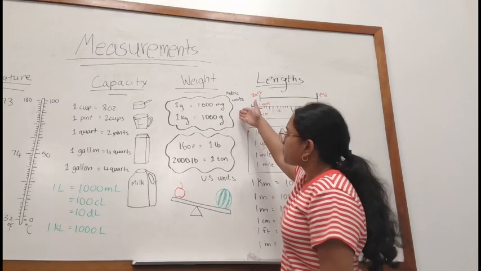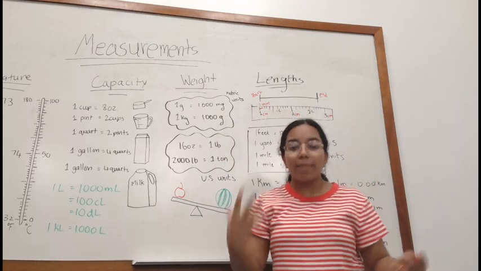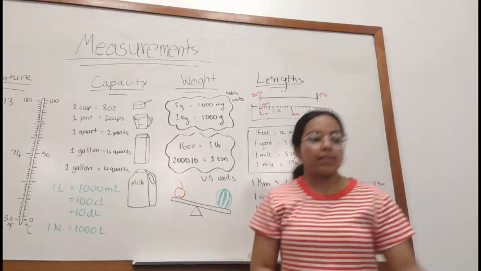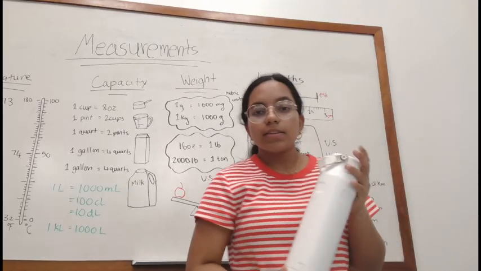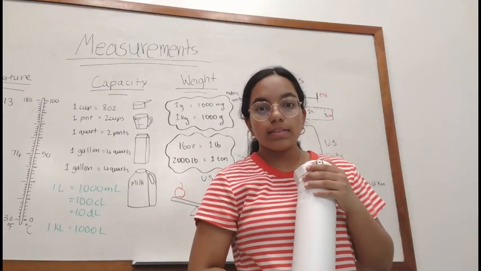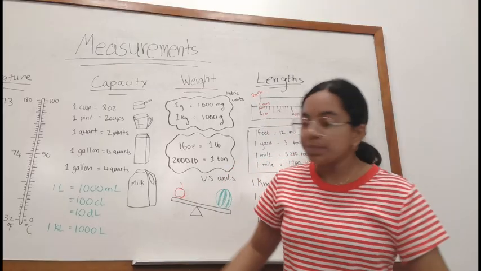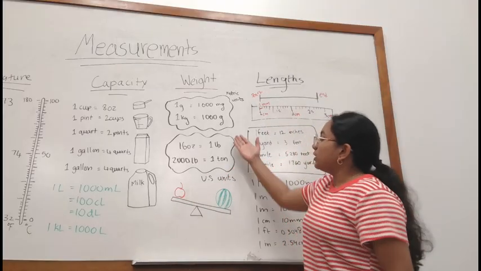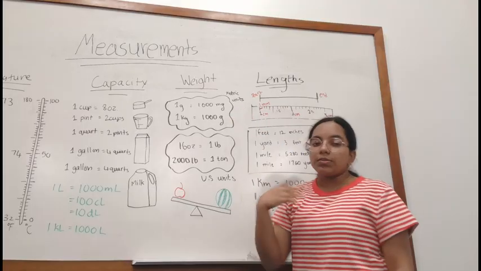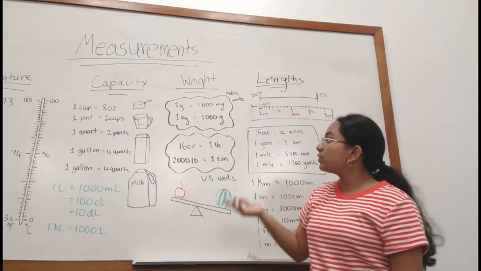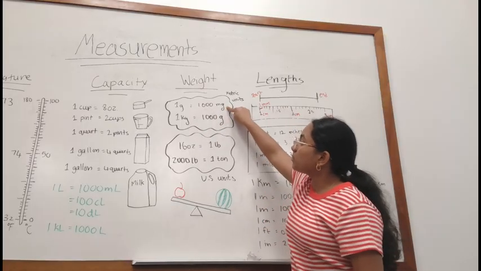Weight is how much matter something contains. Like this water bottle, for example, contains 1.1 liters. So it has a matter of 1.1 liters. Let's look at the units. For metric units, which many international countries follow, it's 1 gram equals 1,000 liters.